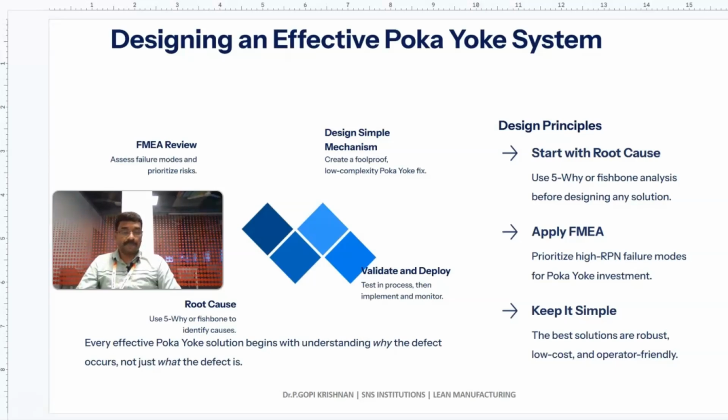Step number 2, we have to apply FMEA, or failure mode and effects analysis. We have to identify the major cause of failure by calculating the RPN value, that is, the risk priority number value. Prioritize high RPN failure modes for Poka-Yoke investment. Step number 3, keep it simple. The best solutions are robust, low cost, and operator friendly.